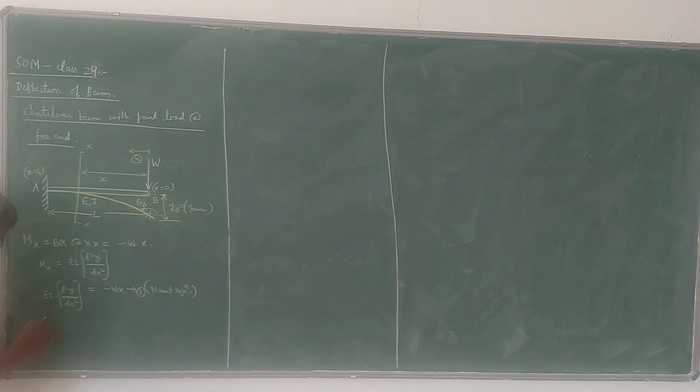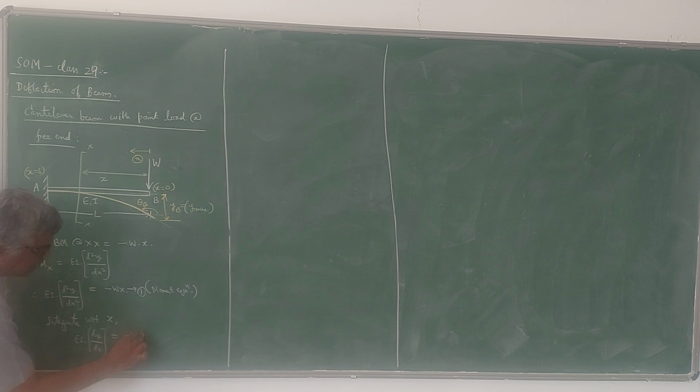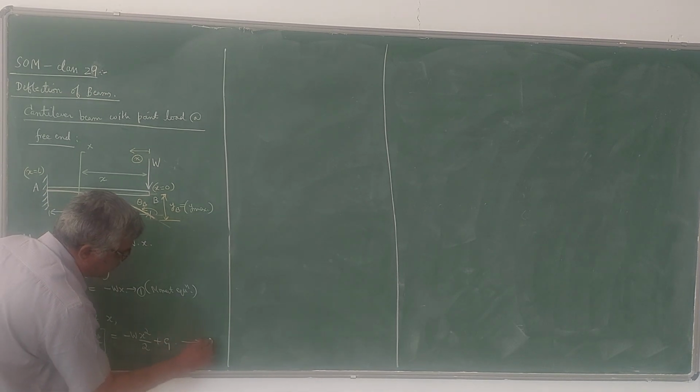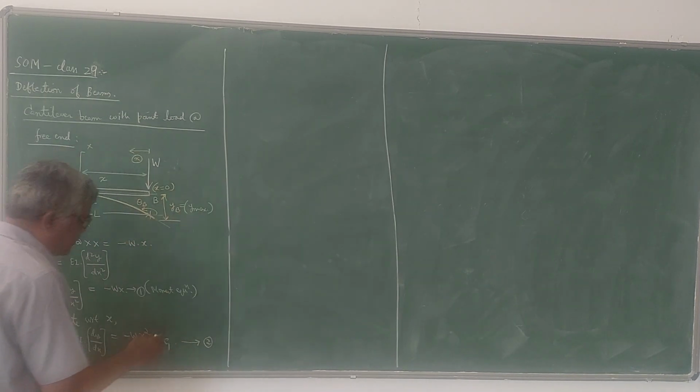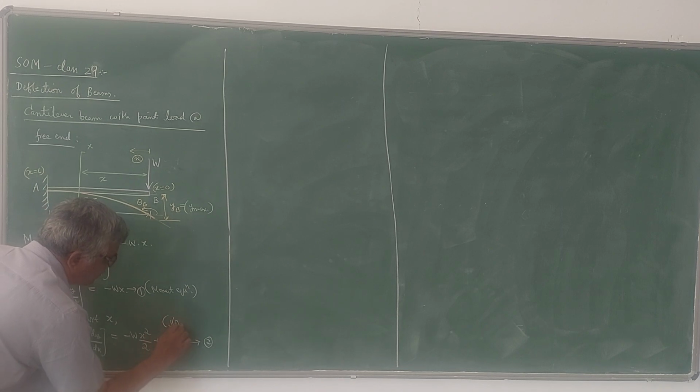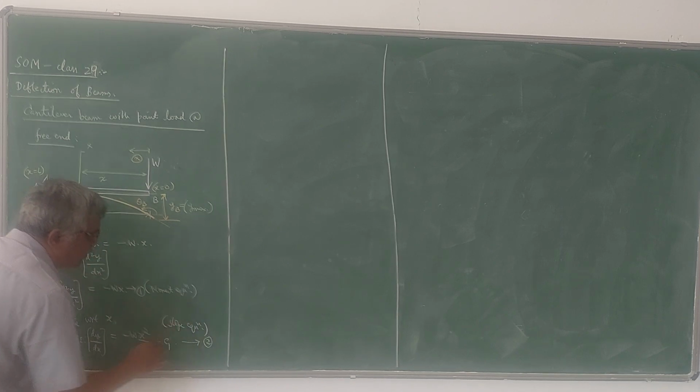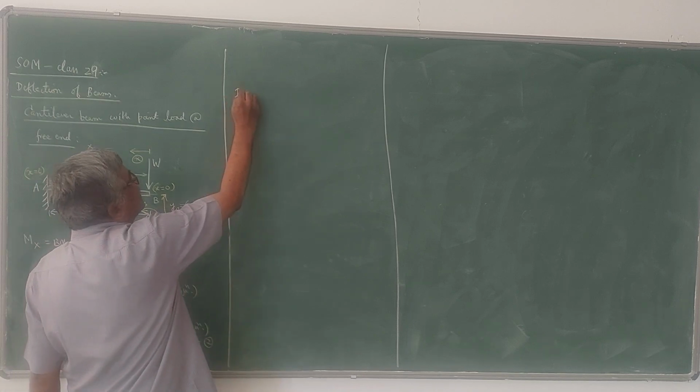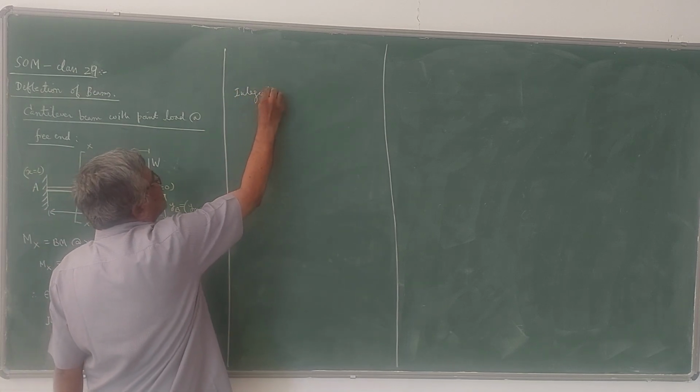Now I will continue here. Integrate with respect to x. So it becomes EI into dy by dx is equal to minus W, which is constant, integration of x is x square by 2, plus constant of integration C1. So this I can call as equation 2. This is the slope equation. Now once again, if you integrate with respect to x.